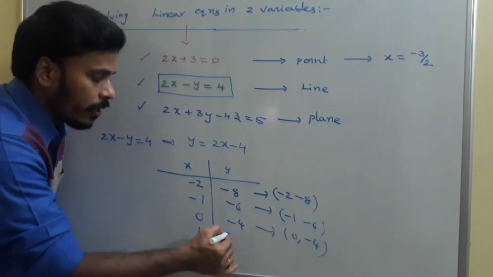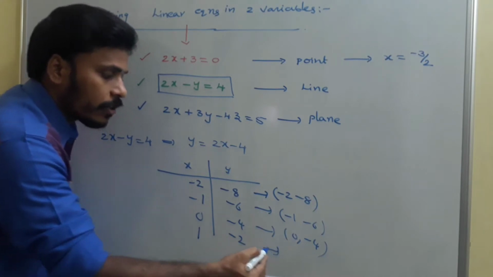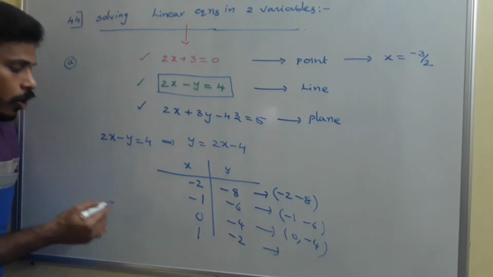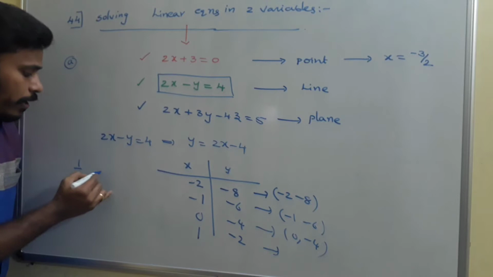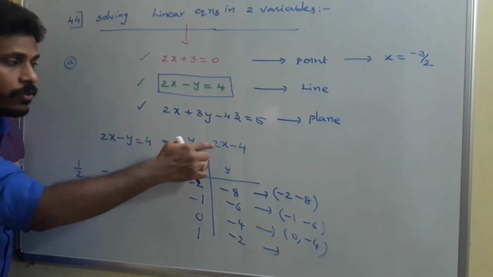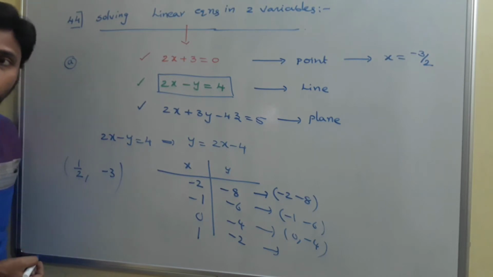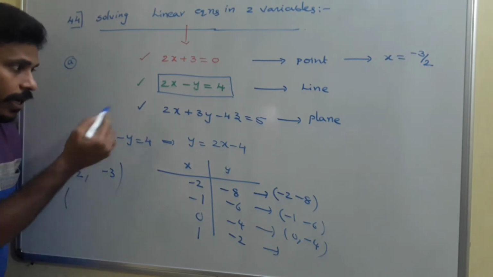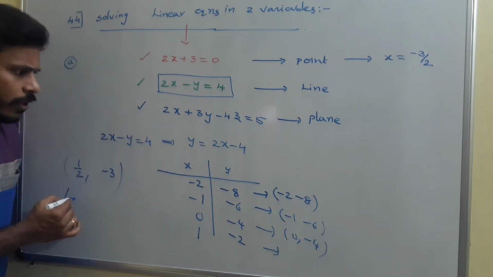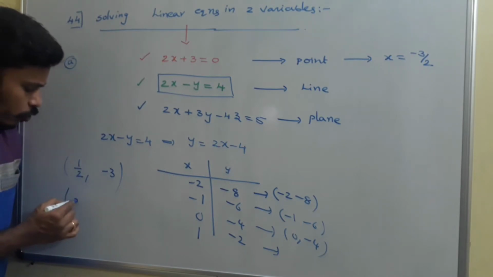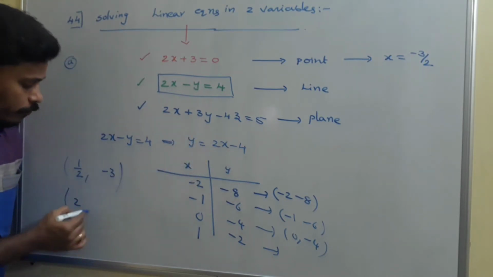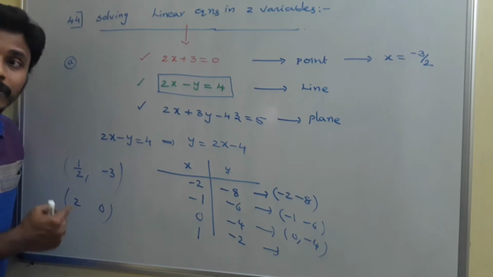If x is 1, then it is minus 2, and correspondingly you will get a point. Not only like this, if x is 1 by 2, then this 1 minus 4 is minus 3. Again you will get a point there, 1 by 2 comma minus 3. Whereas if you take x is equal to anything like 2, then 2 into 2, 4 minus 4 is 0. 2 comma 0 is again a point.